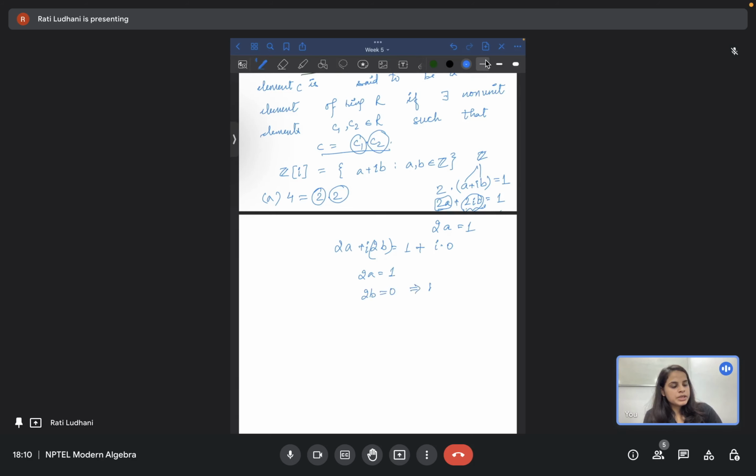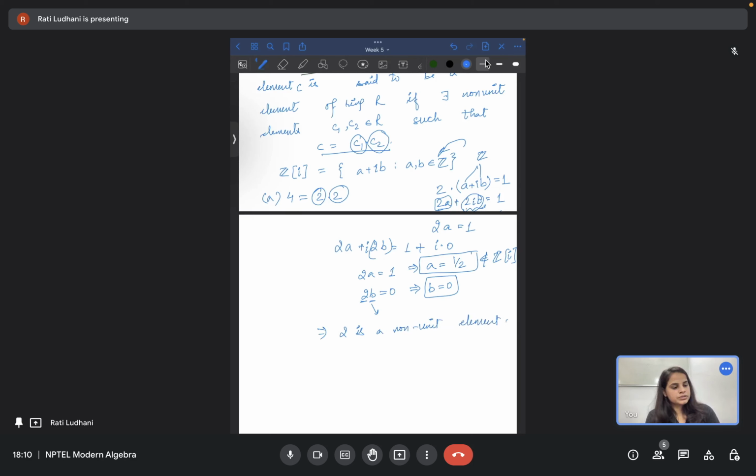This implies b has to be 0 because you are in integers, and 2 into something equal to 0 forces that something to be 0. And here a is equal to 1 by 2. But does 1 by 2 belong to this set? No, because we are in integers, so 1 by 2 does not belong here. So this implies 2 is a non-unit element.